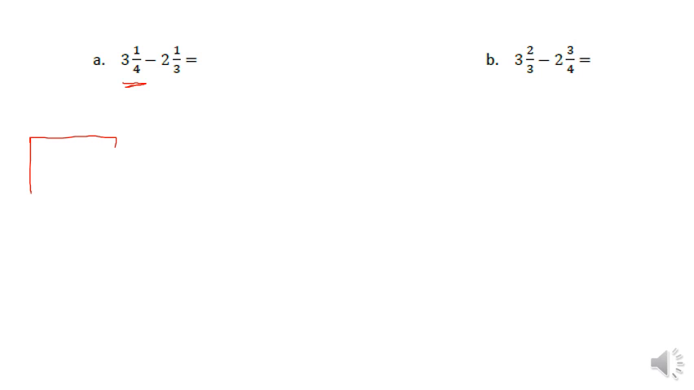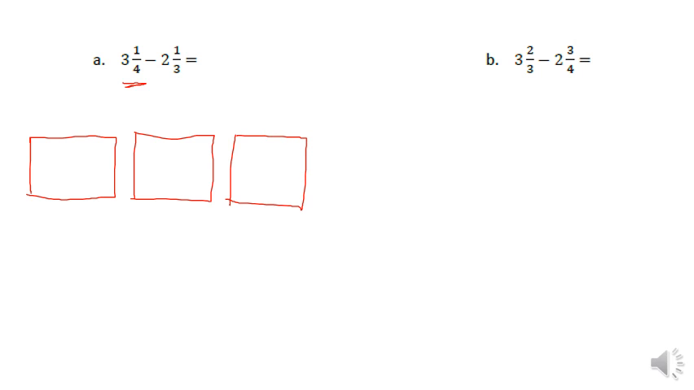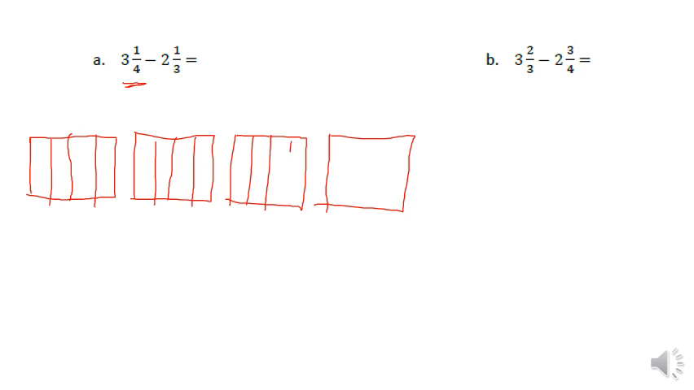So I'm going to draw 4 boxes, show 4 wholes, and since the fractional part of this mixed number is quarters, I'm going to go ahead and split them into fourths. Okay. Now I'm going to go ahead and shade them.